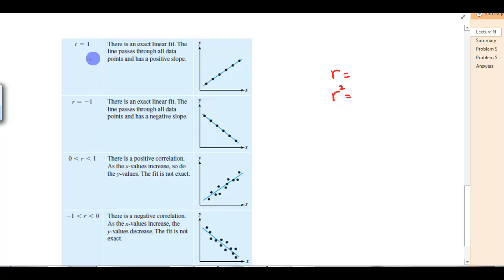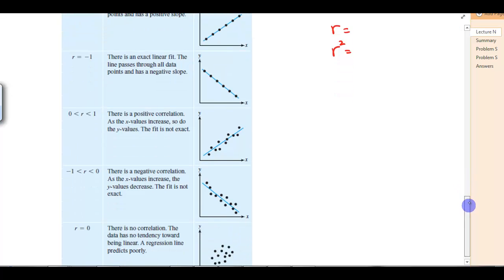If r equals 1 or negative 1, then your line, the equation that you've come up with, or that the calculator has come up with, is a perfect fit. It hits every dot. And this one's positive because it's a positive slope. That's a positive 1. This would be a negative 1. It's a negative slope.